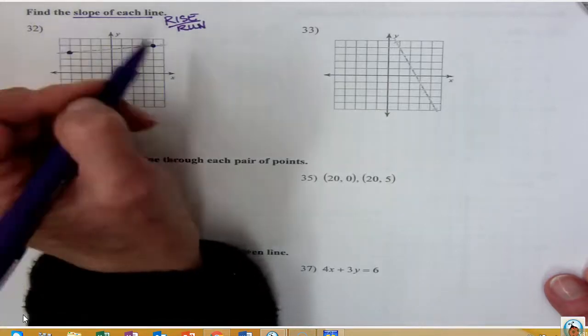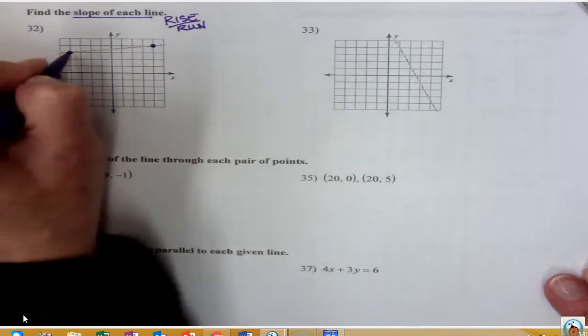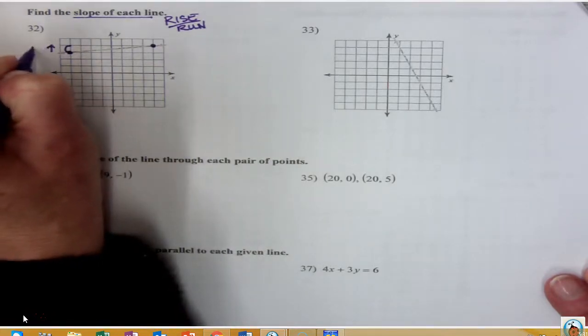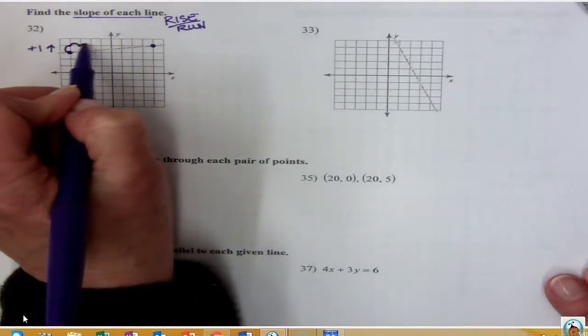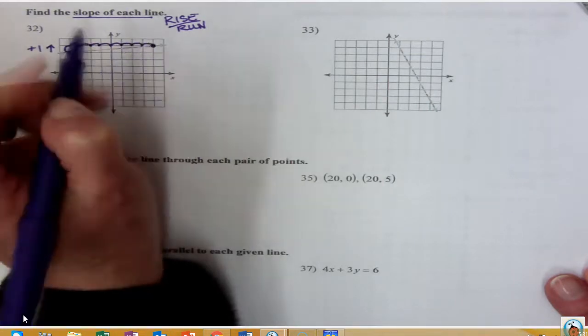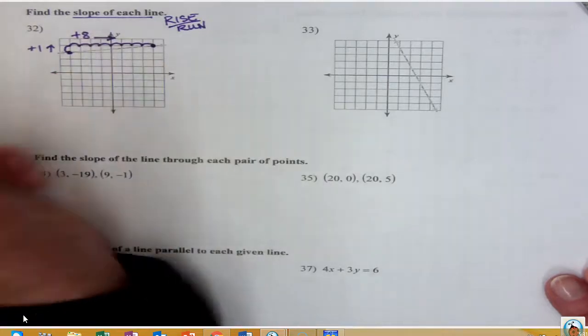well, I love this song. Okay, rise over run. So I'm going to go up one. This is positive one. And then I'm going to count 1, 2, 3, 4, 5, 6, 7, 8. That's a positive 8. I'm going in that direction.